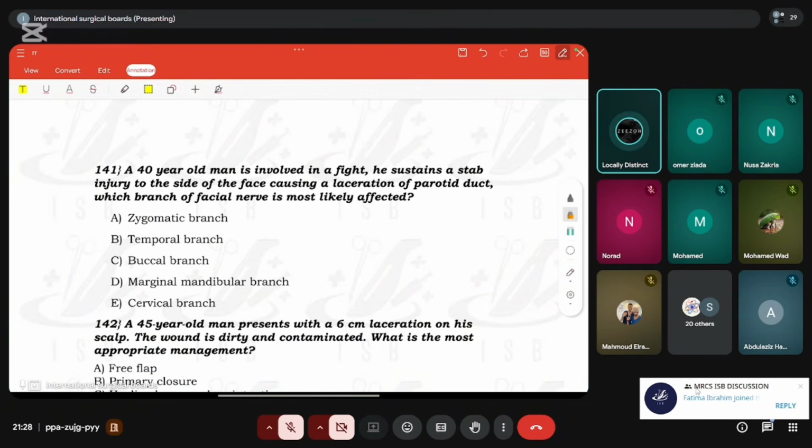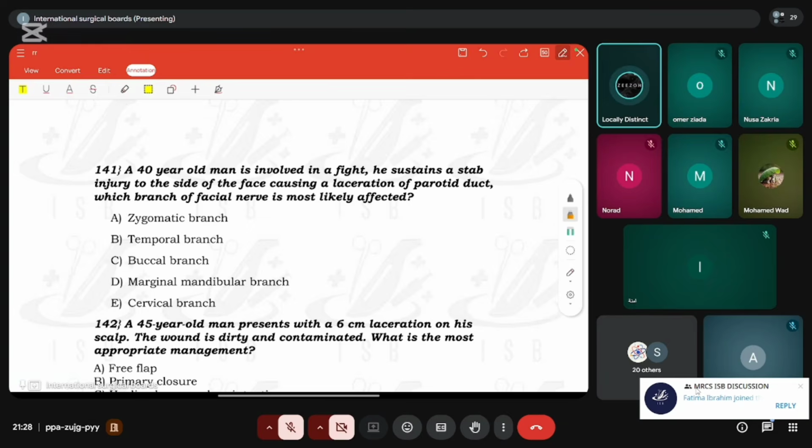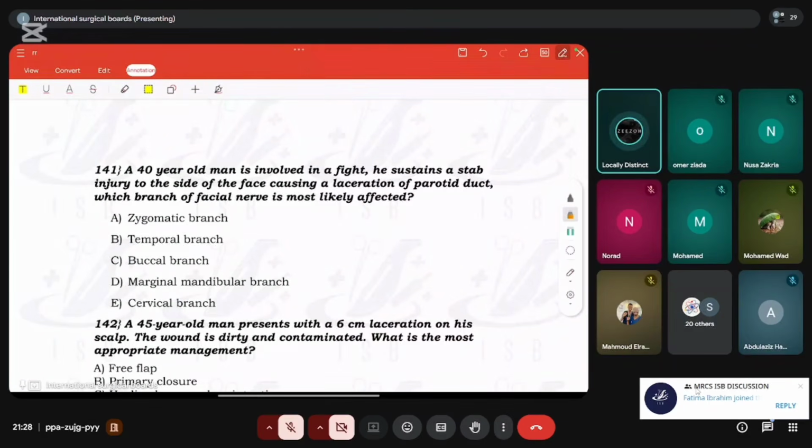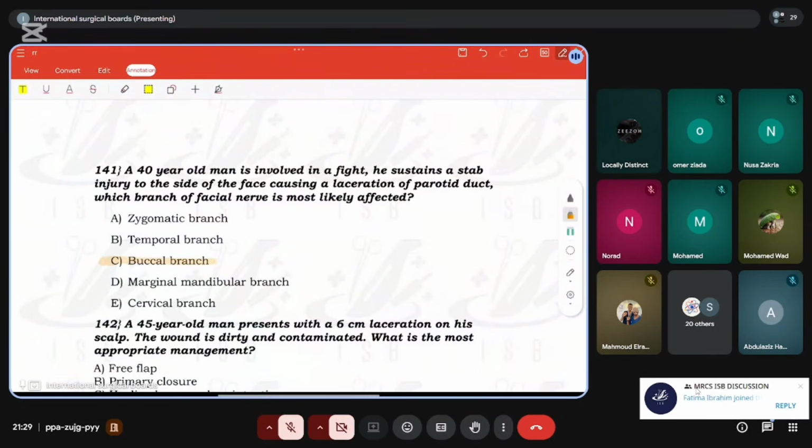A 40-year-old male is involved in a fight. He sustains a stab injury to the side of the face, causing a laceration of the parotid duct. Which branch of the facial nerve is most likely affected? It doesn't necessarily mean which part of the parotid, right? Buccal, maybe? Because it mentions the duct of the parotid gland. Yep, that is correct. So the buccal branch of the facial nerve travels with the duct, right? So if the duct is injured, most likely it is injured as well.